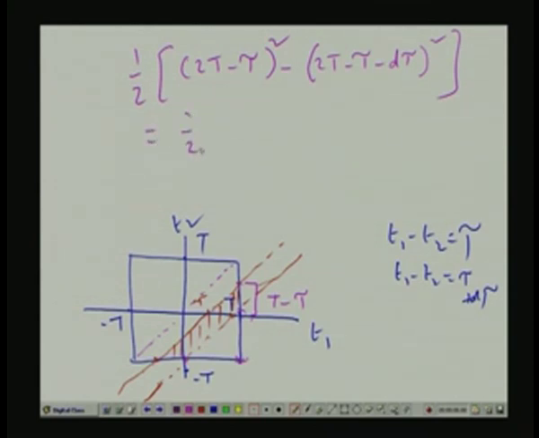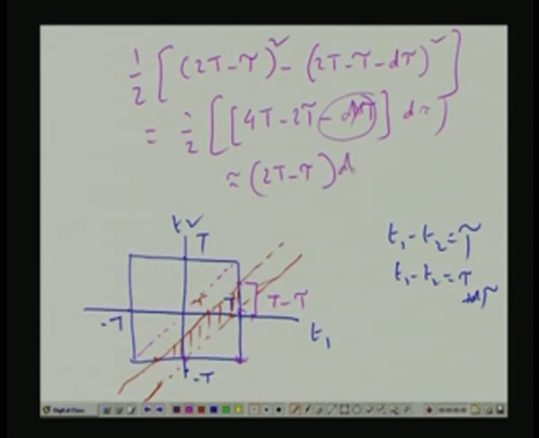So, obviously, you get half 4t minus 2 tau minus d tau and d tau, and this d tau you can ignore, because d tau into d tau will be negligible, and this 2 cancels here. So, you get 2 t minus tau d tau, that is the area. Okay.